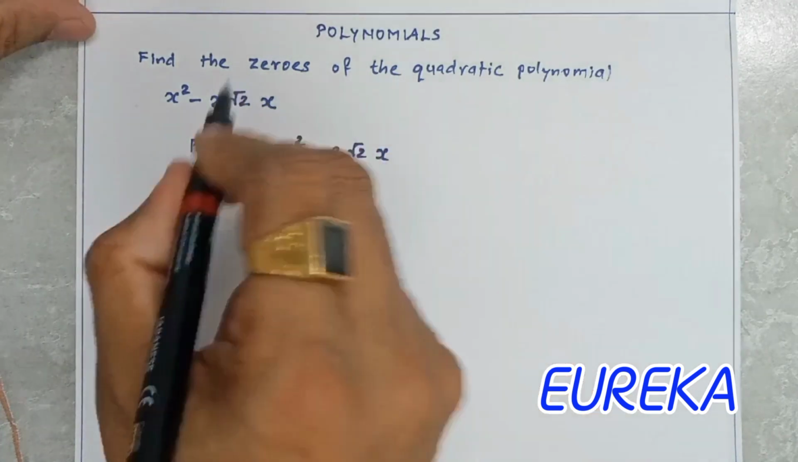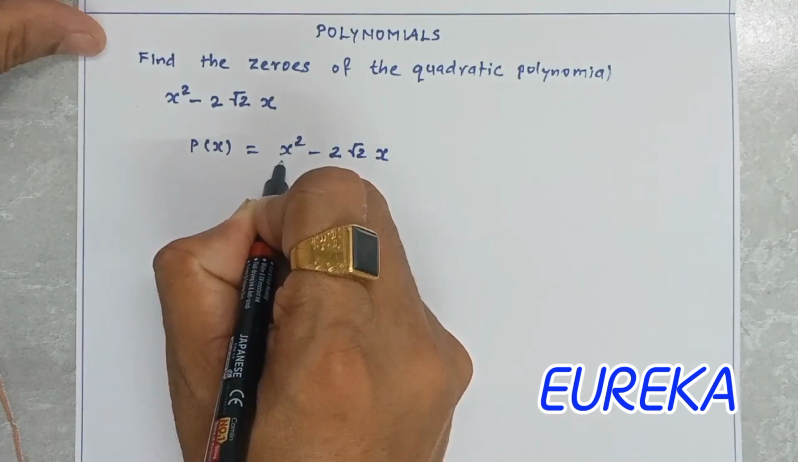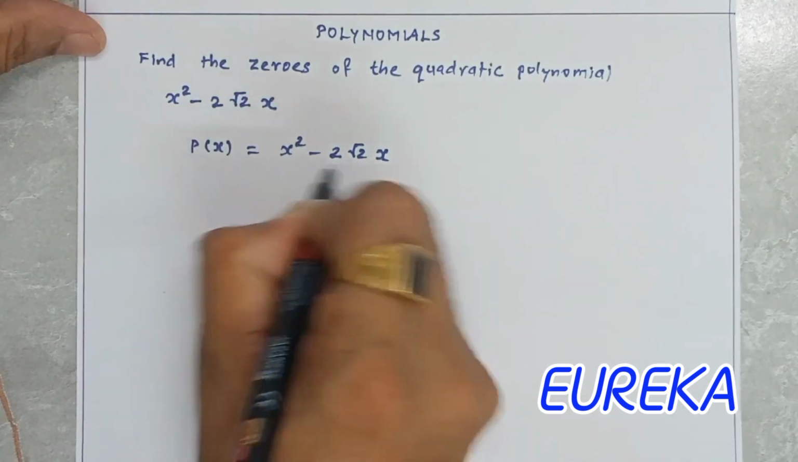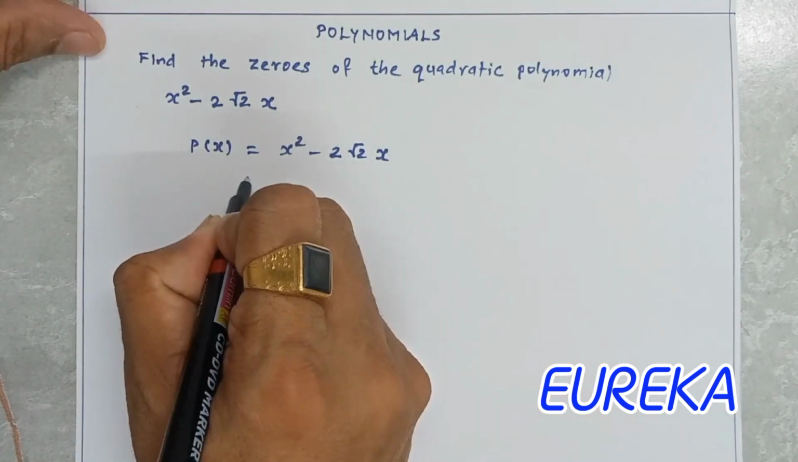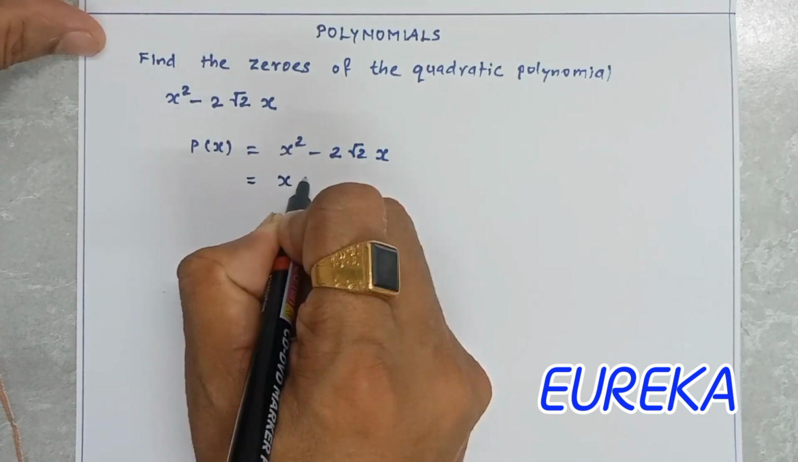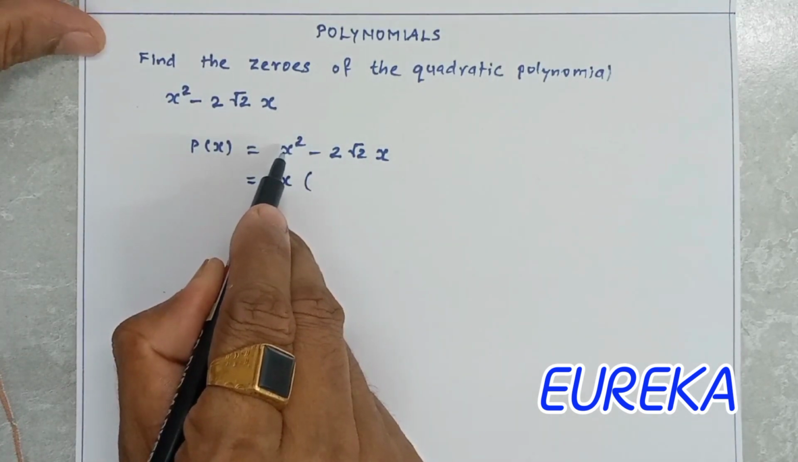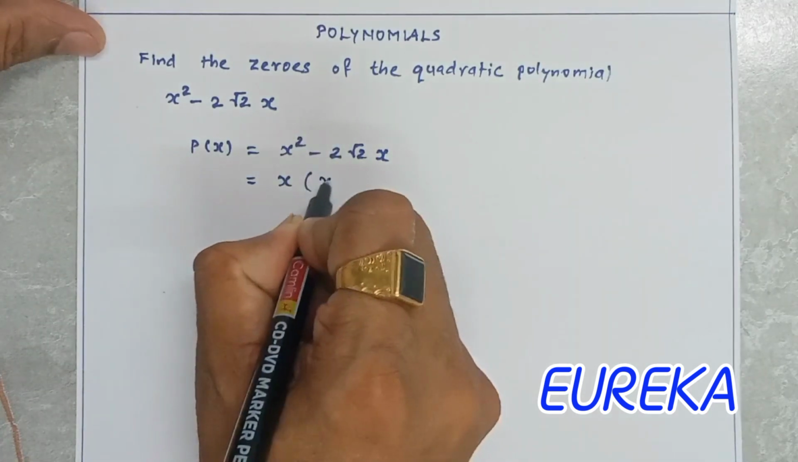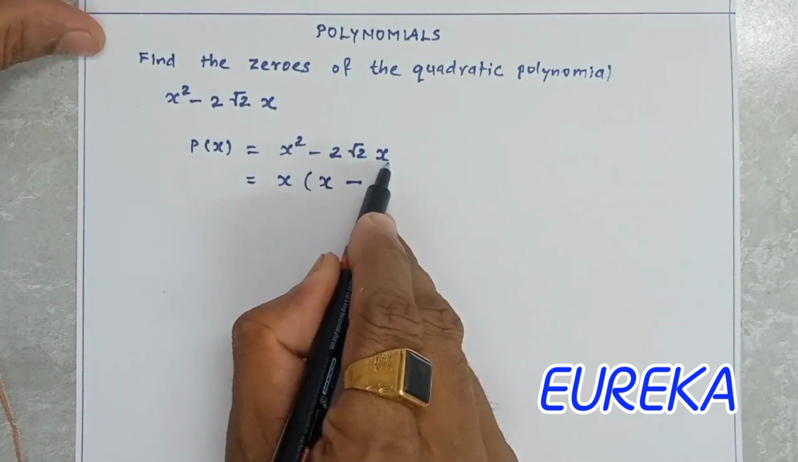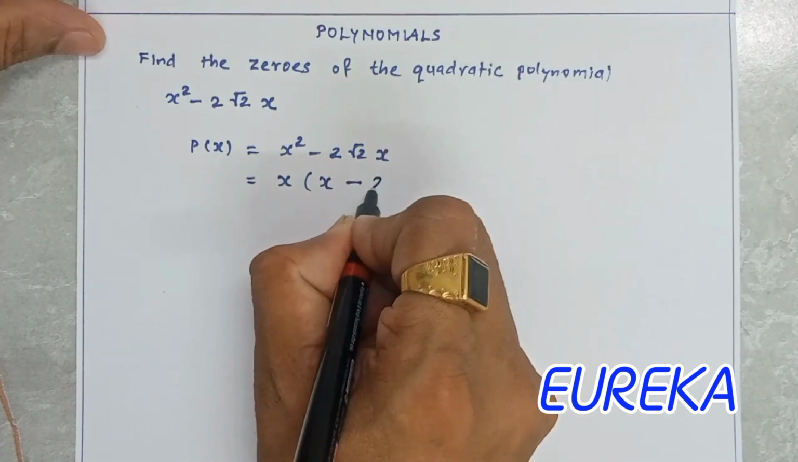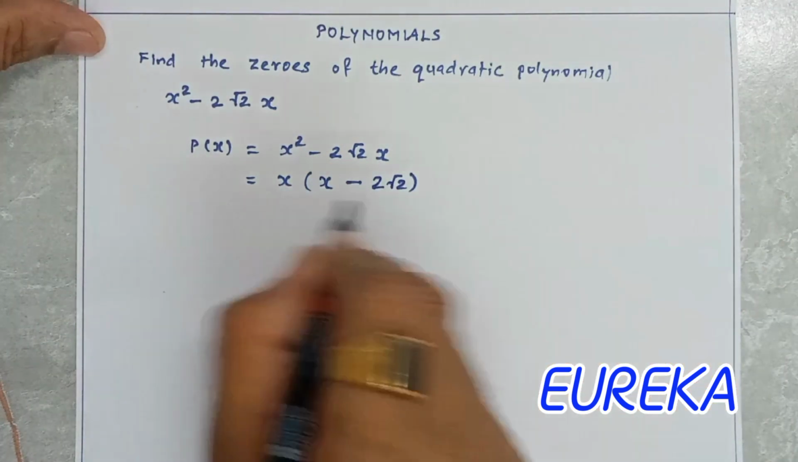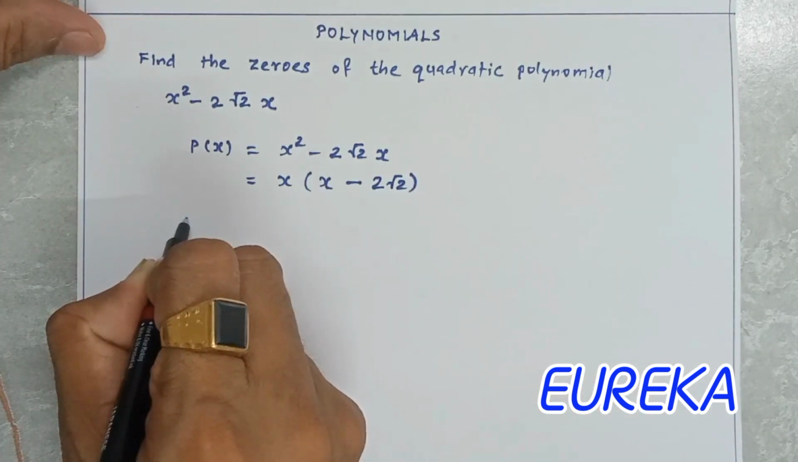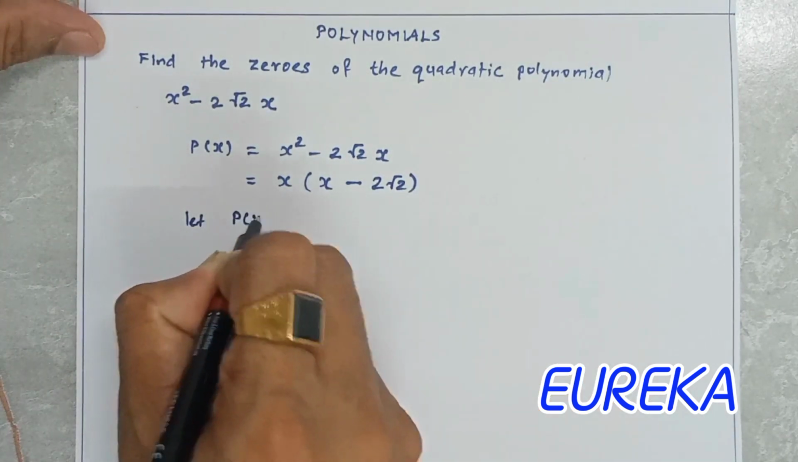If we go to factorization, what we will get here: we can check the two terms. This is one term, this is another term. In the two terms, what is common? x is common, so we can write it as x. We have taken x common here, so we'll be left with 1 x, and in the second term we have taken out this x common, so we'll be left with only 2 root 2. Clear? So to find the zeros, what we do, we consider p of x equal to 0.